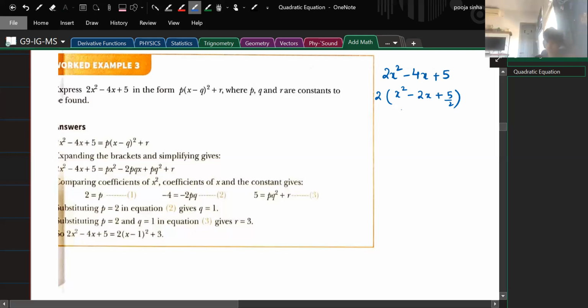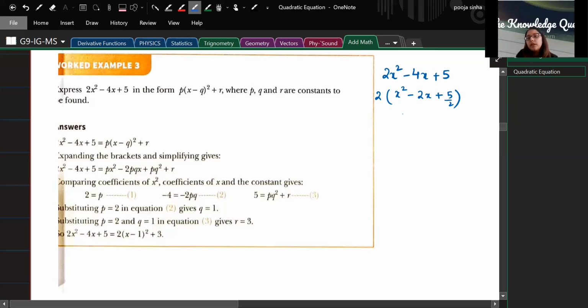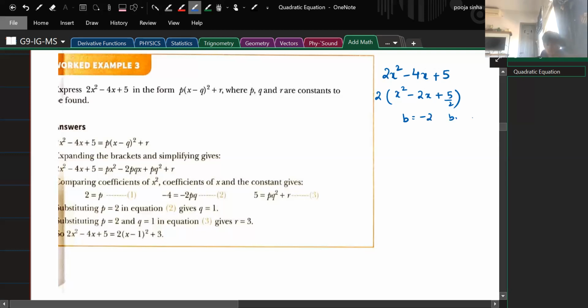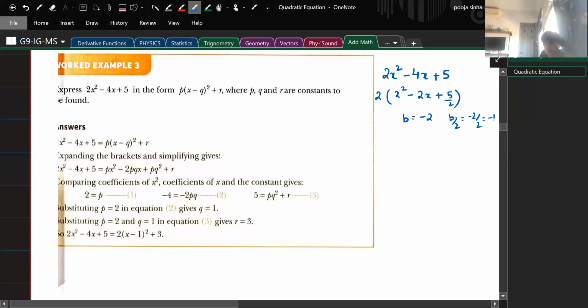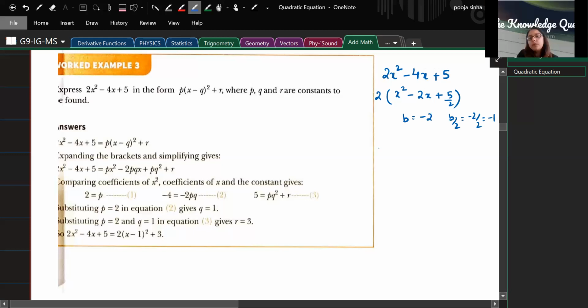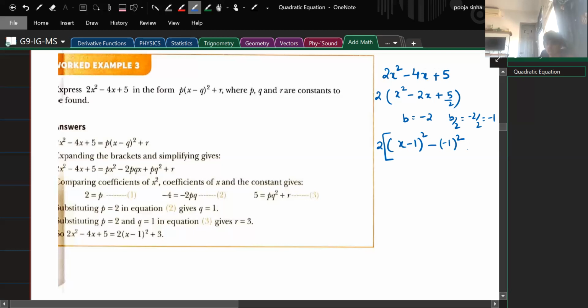Now you forget about this 2. The equation is this. So what is your b? B is -2. So what will be b by 2? It will be -2 upon 2, which is equal to -1, right? So now it becomes 2 times x minus 1 whole square. 2 के बाहर ब्रैकेट, स्क्वायर ब्रैकेट लगा दोगे. x minus 1 whole square minus of -1 square plus 5/2.